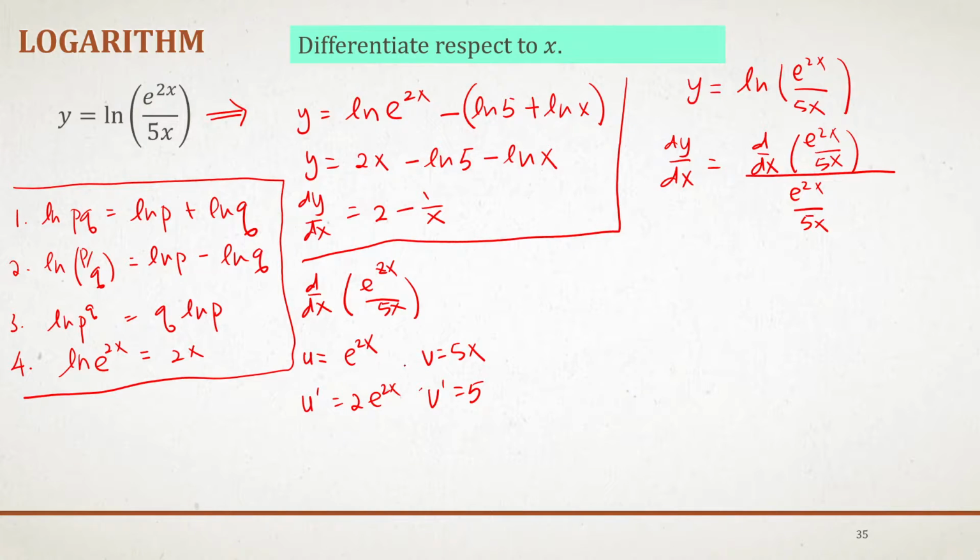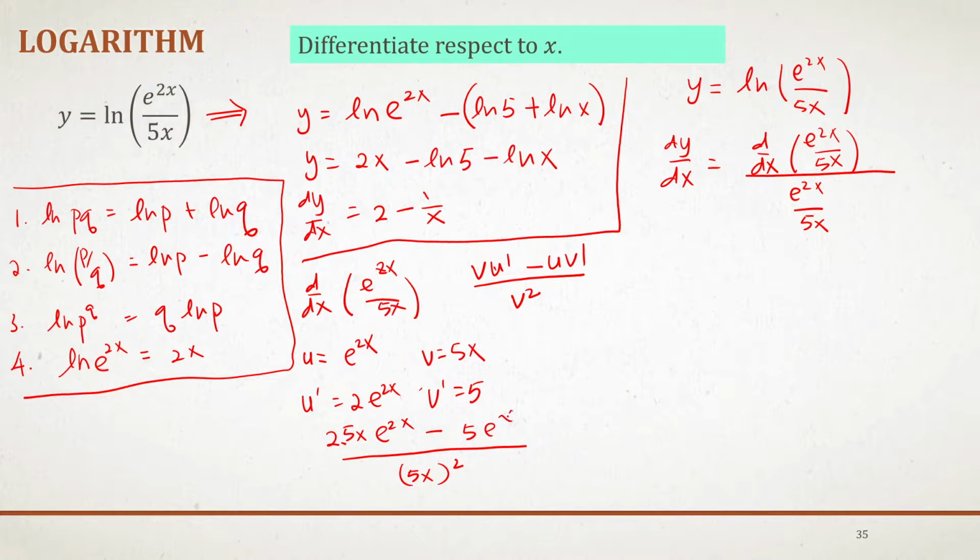By applying the formula, u over v differentiates to (v u prime minus u v prime) over v squared. So my v squared will become (5x) squared, and then 5x multiplied by 2e to the power of 2x minus 5e to the power of 2x, and we factor out the common factor. So over here is 5e to the power of 2x, and then I will have (2x minus 1) over (5x) to the power of 2. Now I copy this one, replacing over here.